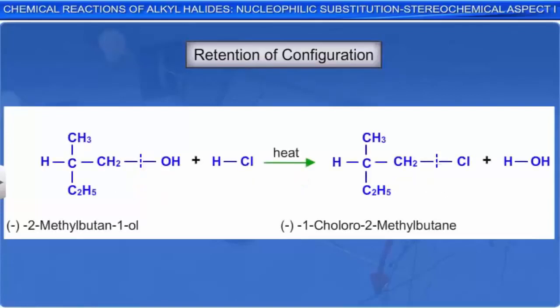In general, if there is no detachment of the bond attached to the stereocenter in the chemical transformation, then the product will have the same configuration of the groups around the stereocenter as that of the reactant or the substrate. Such a reaction is said to proceed with retention of configuration. In the reaction that takes place when 2-methylbutan-1-ol is heated with concentrated hydrochloric acid, there is retention of configuration as shown here.